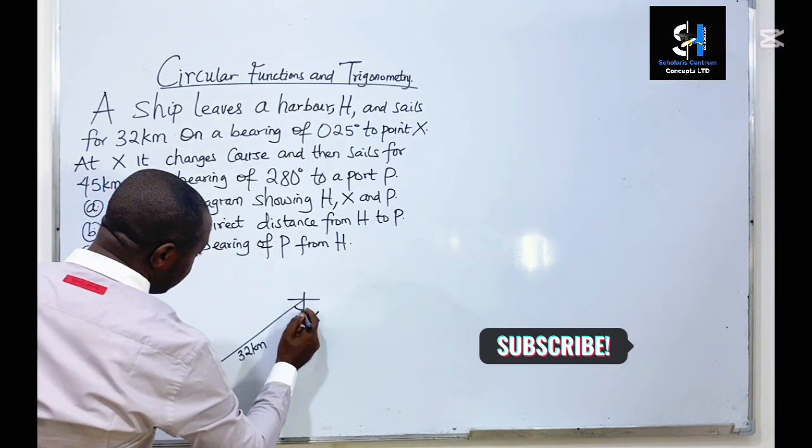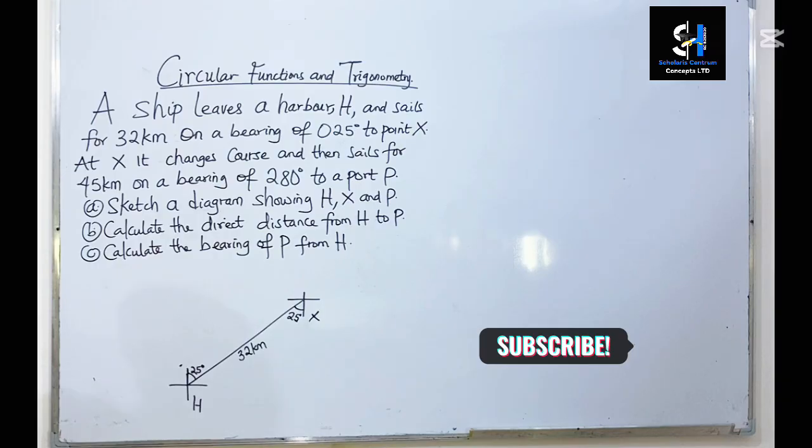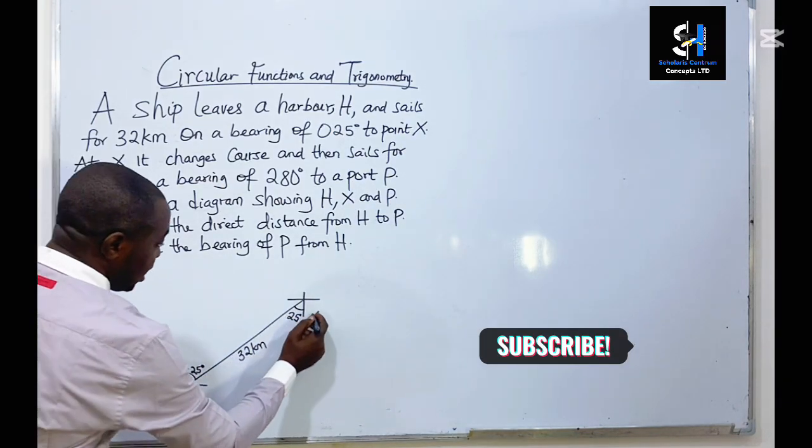So this is X. This angle will be 25 degrees, that is an alternate angle. So this is point X.